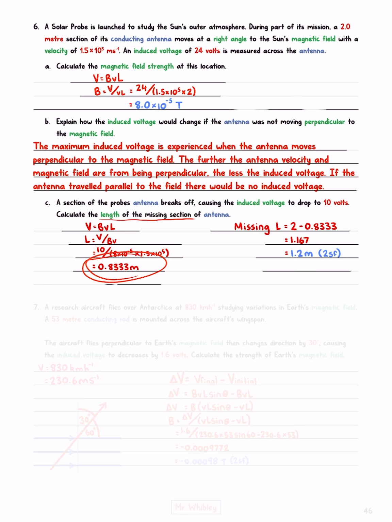Question 7. A research aircraft flies over Antarctica at 830 kilometers per hour, studying variations in Earth's magnetic field. A 53-meter conducting rod is mounted across the aircraft's wingspan.